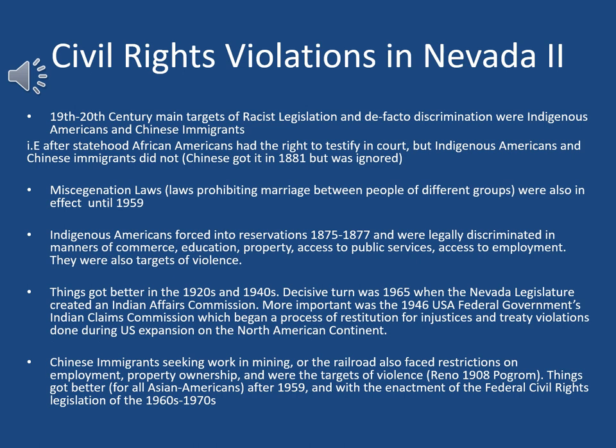Chinese immigrants seeking work in mining or the railroad also faced restrictions on employment, property, and ownership, and were the targets of violence, for example, the Reno 1908 racial pogrom against the Chinese there. Things got better for them and all Asian Americans after 1959 and with the enactment of the federal civil rights legislation of the 1960s, 1970s.